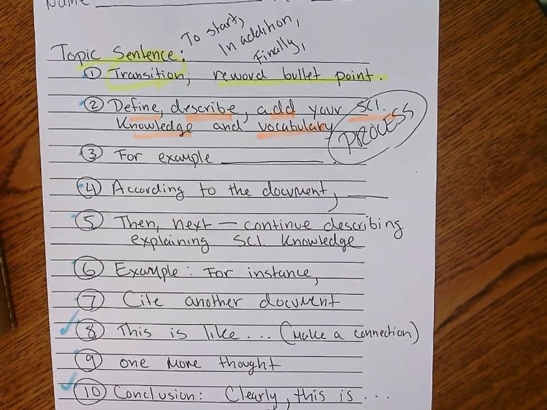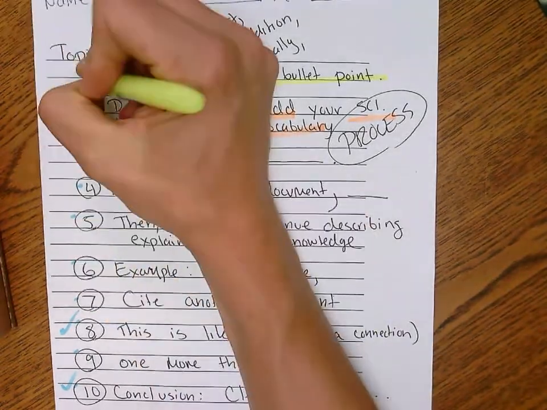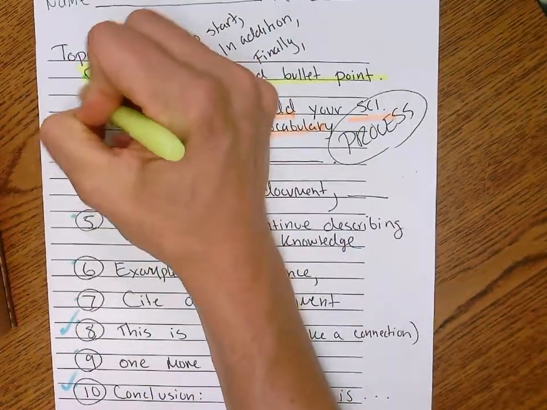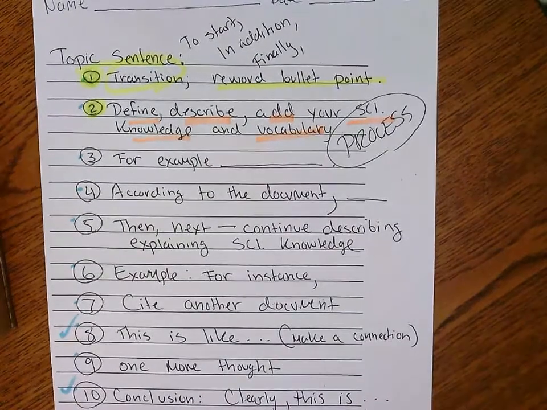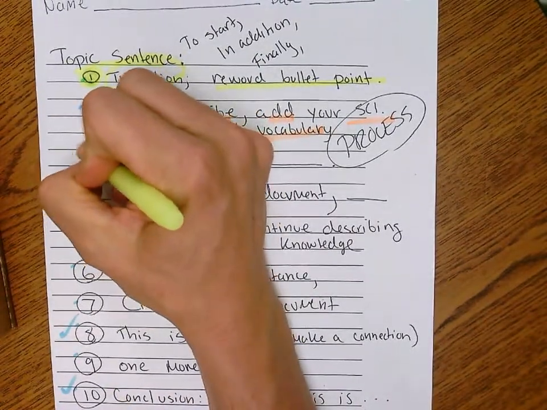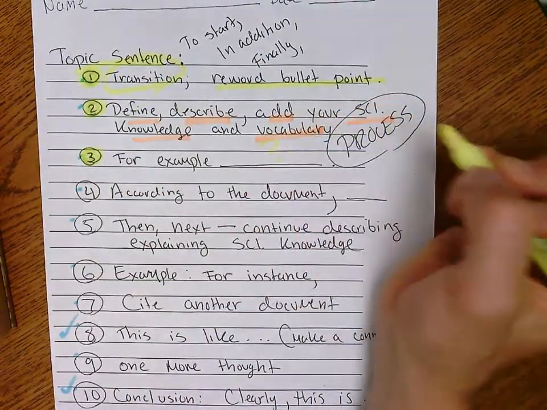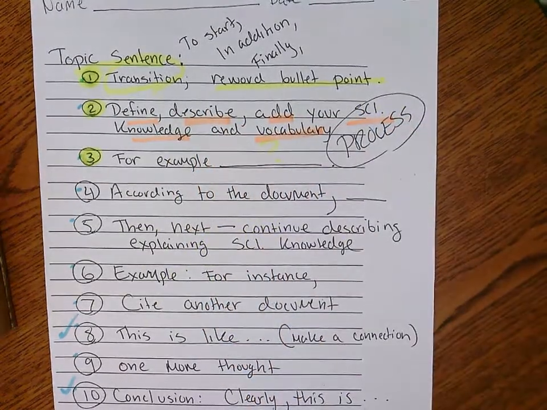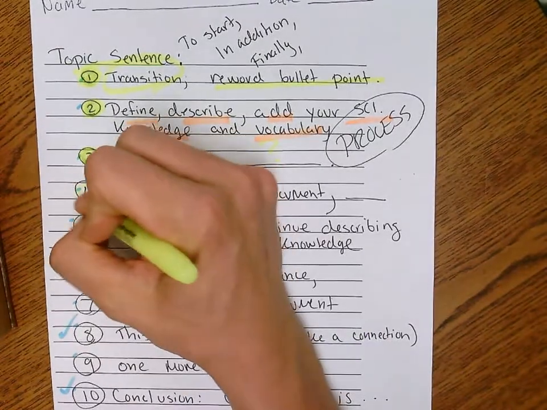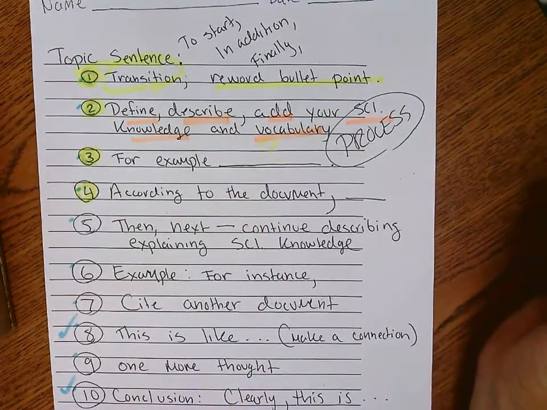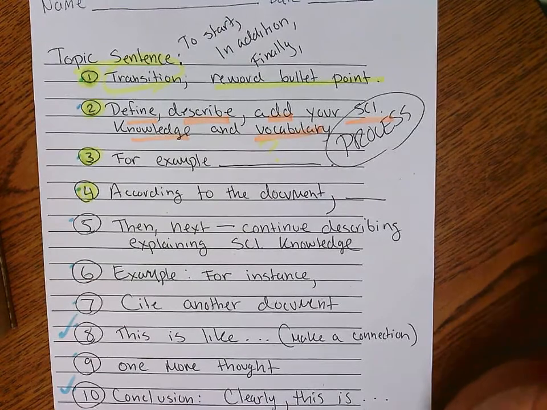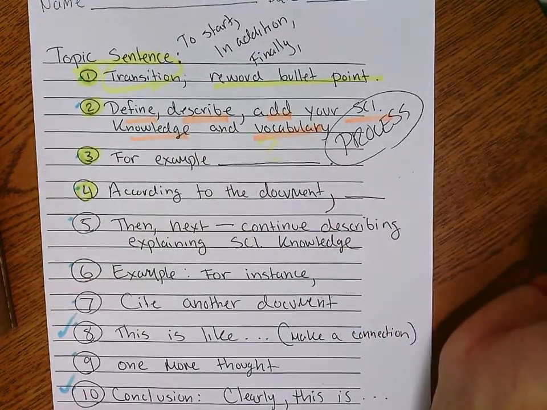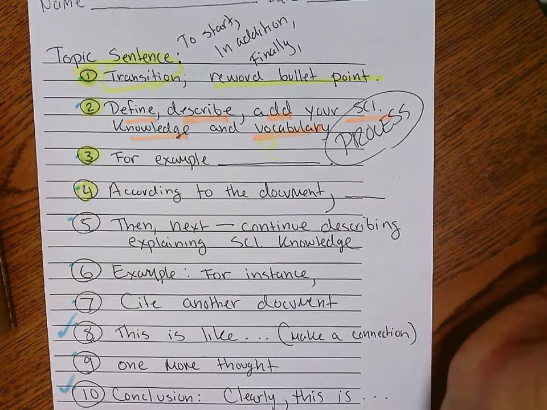So, first sentence: transition, rewording the bullet. Second sentence: all of your scientific knowledge. Third sentence: you may want to give an example. For example, and then whatever connects to what you just described. The fourth sentence, or the next part: cite a document. According to document A, according to document C, whatever it may be, and then describe how what you see in the document connects.